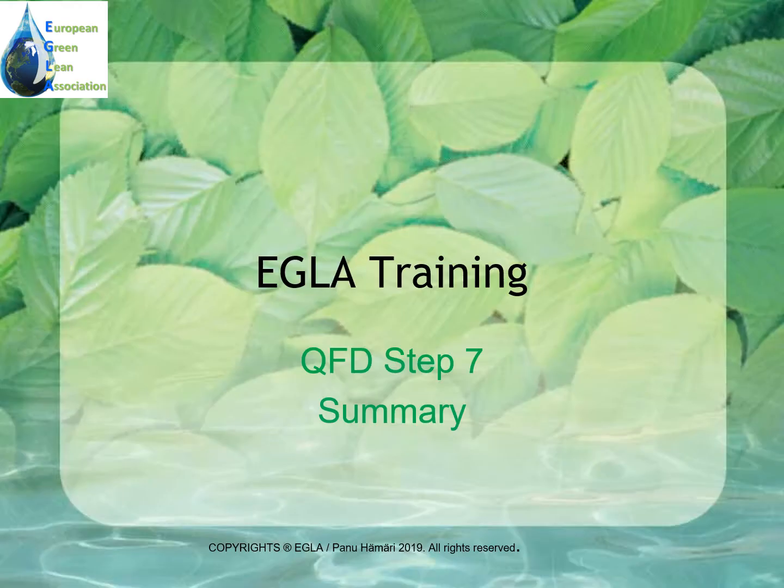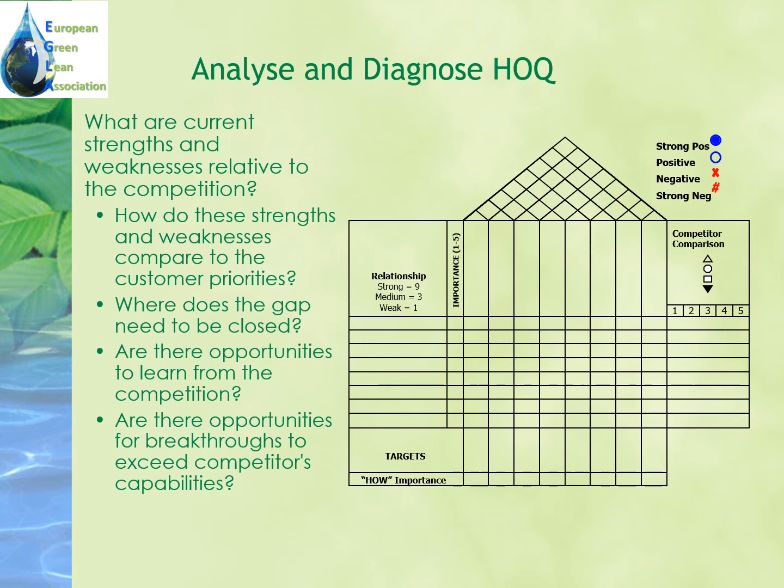The last step is summarizing and analyzing the whole house of quality. So you have to think what are current strengths and weaknesses relative to the competition. How do these strengths and weaknesses compare to the customer priorities? Where does the gap need to be closed? Where do we have too big a gap between the needs or expectations from the customer and what we do?